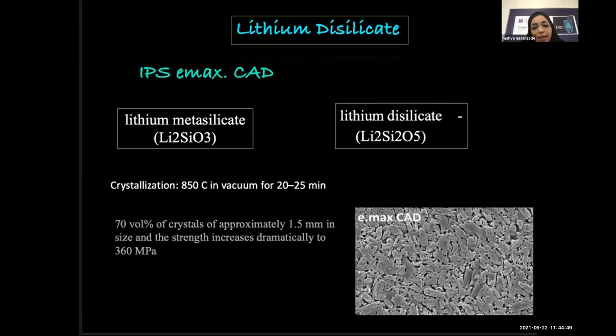And at this state, the blocks can be easily milled, after which the restoration is recrystallized in the furnace for about 20 to 25 minutes at a temperature of 850 centigrade. During this heat treatment, the metasilicates are dissolved and lithium disilicate crystals form, and the ceramic is glazed at the same time. The block also changes from blue to the chosen shade and translucency.